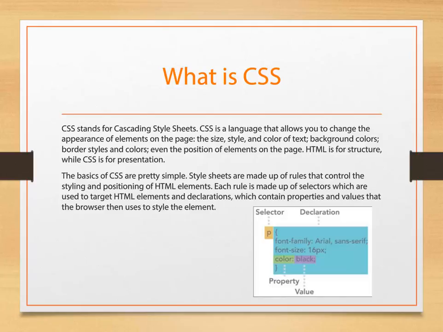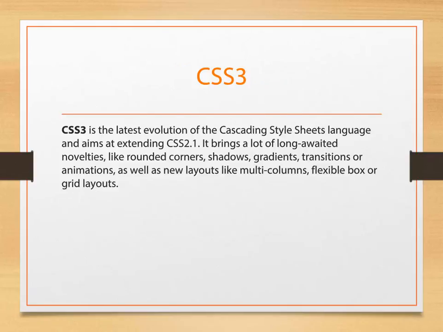The basics of CSS are pretty simple. Style sheets are made up of rules that control the styling and positioning of HTML elements. Each rule is made up of selectors, which are used to target HTML elements, and declarations, which contain properties and values that the browser then uses to style the element. CSS3 is the latest evolution of the Cascading Style Sheets language and aims at extending CSS 2.1. It brings a lot of long-awaited novelties like rounded corners, shadows, gradients, transitions or animations, as well as new layouts like multi-columns, flexible box, or grid layouts.